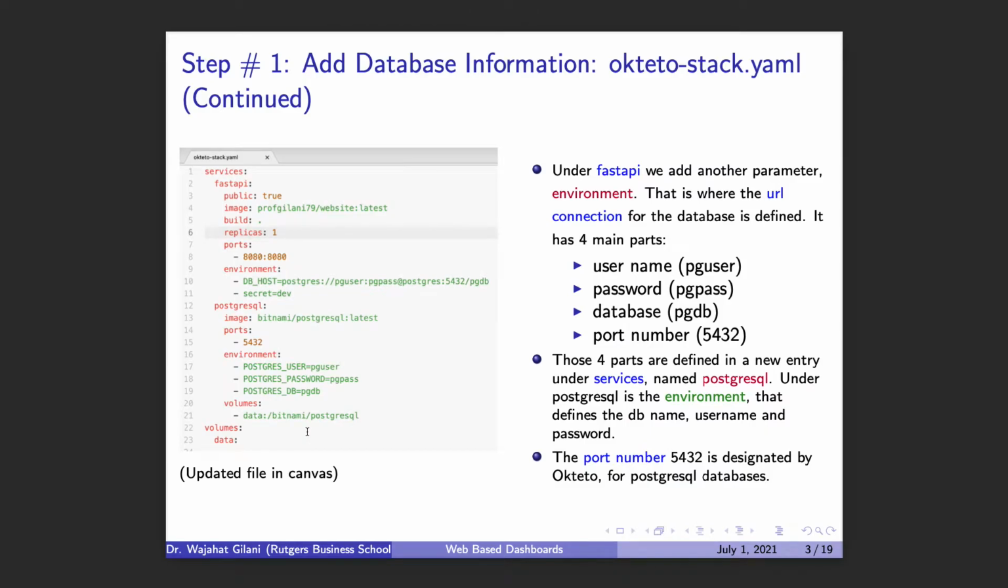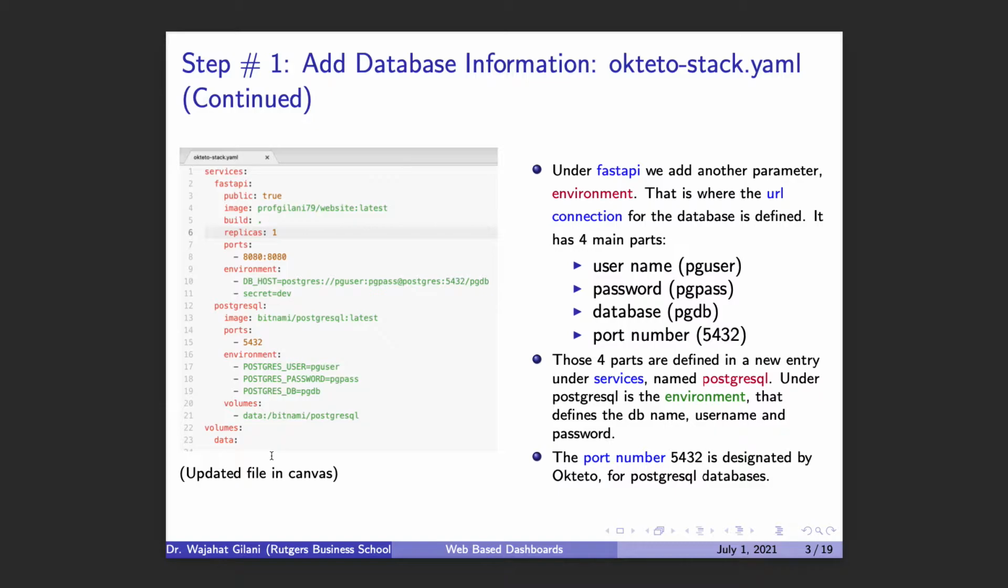Now, the information that we need to add is, if you see, this was our original file. Up until line 8 was our original file. From 9 onwards is all the new stuff we have added. Now, I added this Okteto-stack YAML file. It's on Canvas if you want to take it directly, or you can update it yourself.